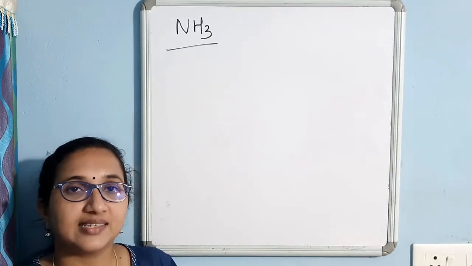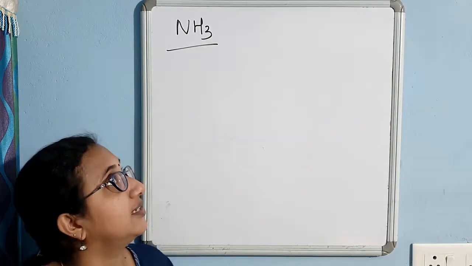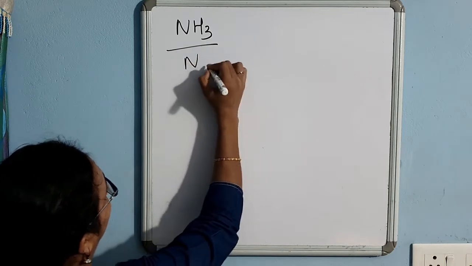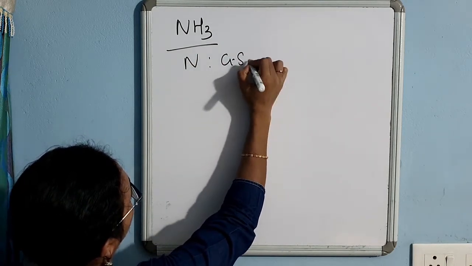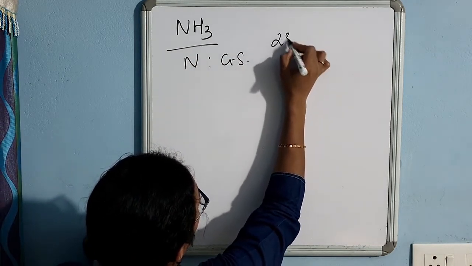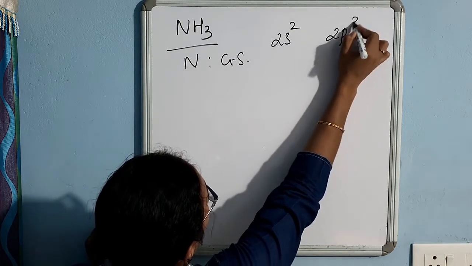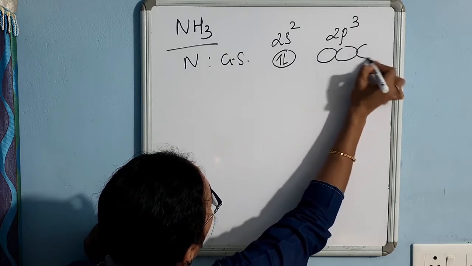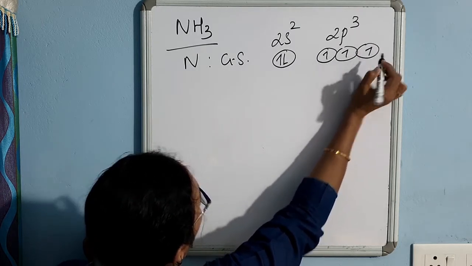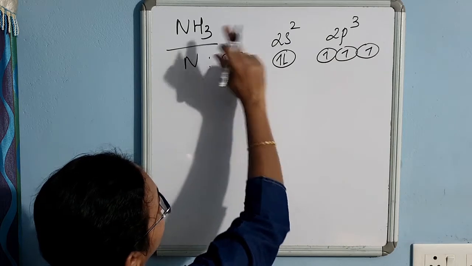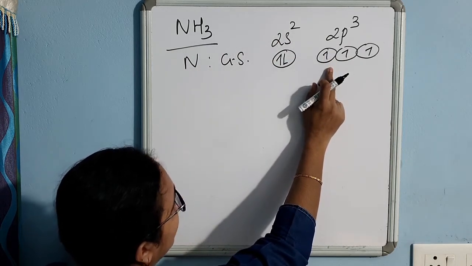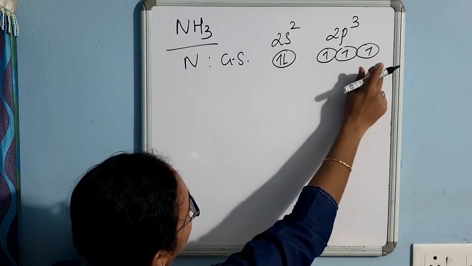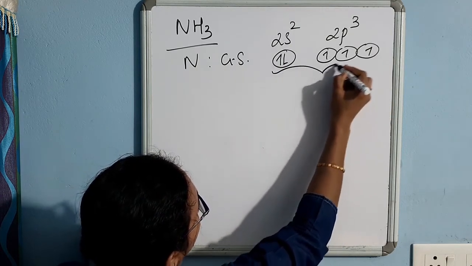Next, let's take the example of the ammonia molecule. In the ammonia molecule, we know the nitrogen atom is the central element and the ground state configuration of nitrogen is 2s2, 2p3. In order to combine with 3 hydrogen atoms, the nitrogen should make available 3 half-filled orbitals, and we know there are 3 atomic orbitals, so these will hybridize.